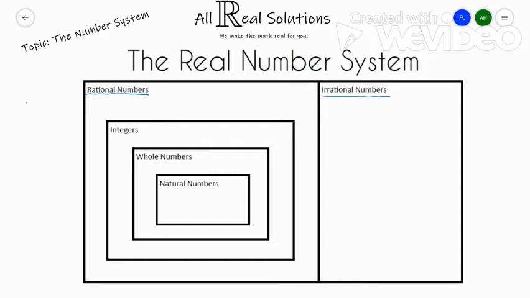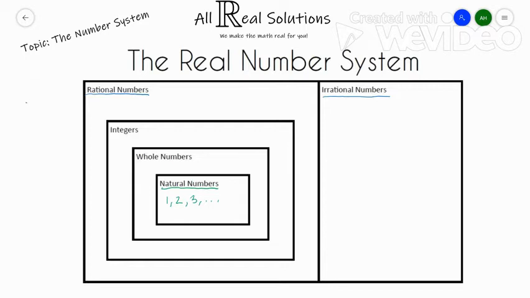The smallest subgroup, and by smallest I just mean it's the inside group, are the natural numbers. The natural numbers are numbers that include 1, 2, 3, and so on and so forth. These numbers are sometimes referred to as counting numbers because when we learn how to count, we start with 1, then 2, then 3, then 4, and so on.